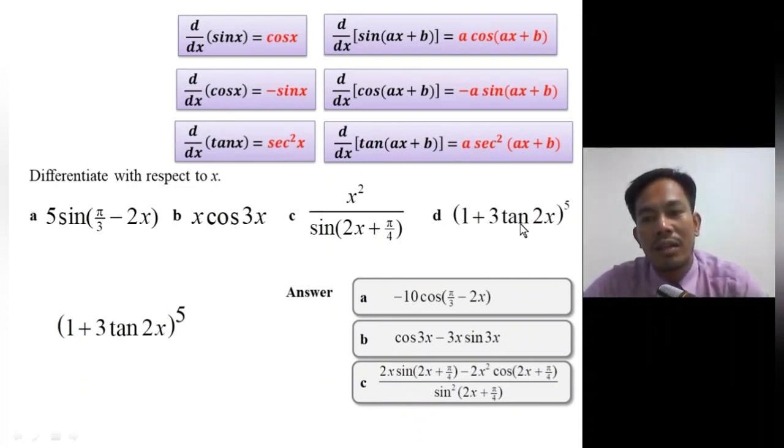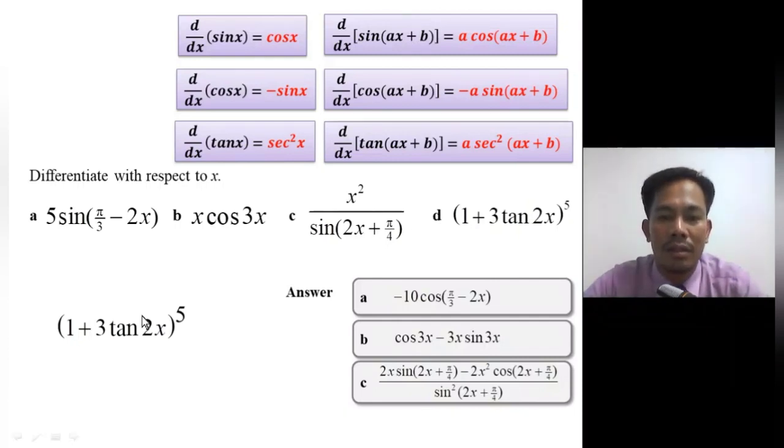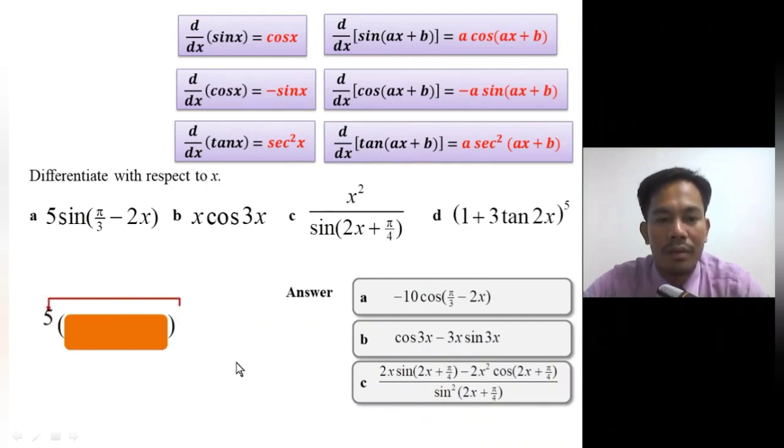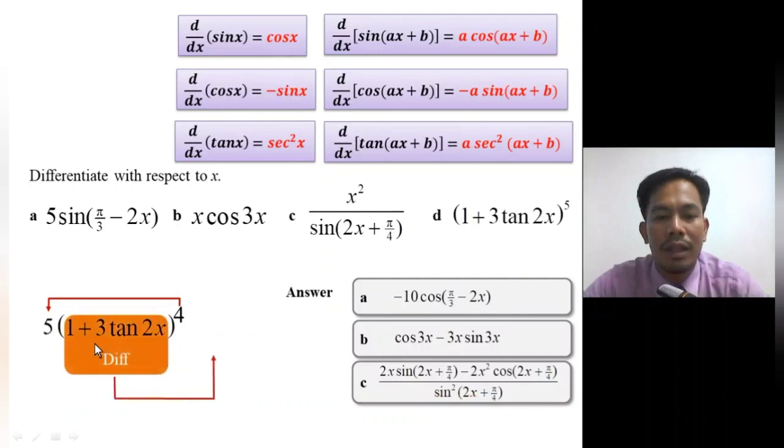How about letter D? Again, it's chain rule, but you notice that the angle is 2x. It's not just an x, but there's a numerical coefficient 2. So you bring that out, you multiply it with 3 to find out the derivative of the one inside the bracket later on. But of course, it's a chain rule, so you cover this one, bring the index in front, minus 1 will be power of 4.